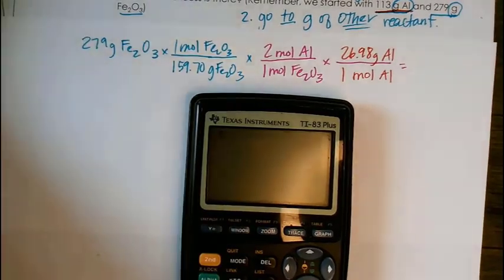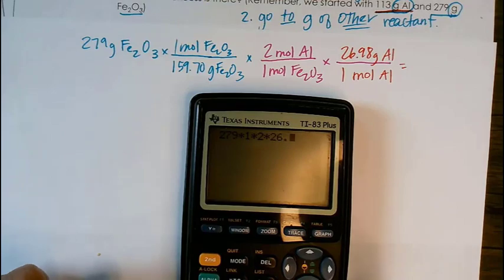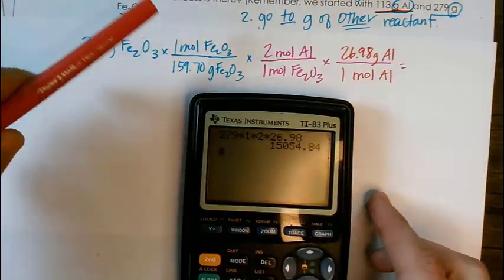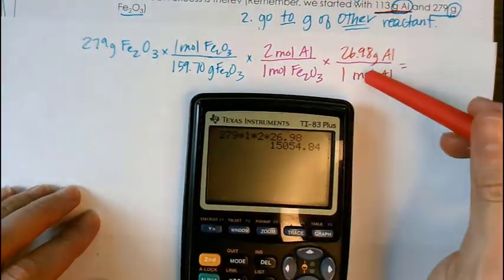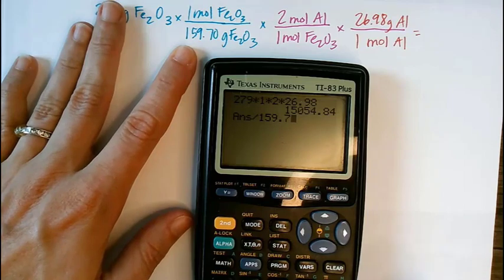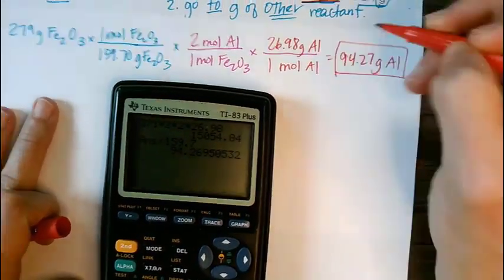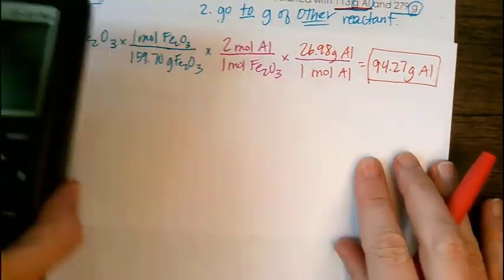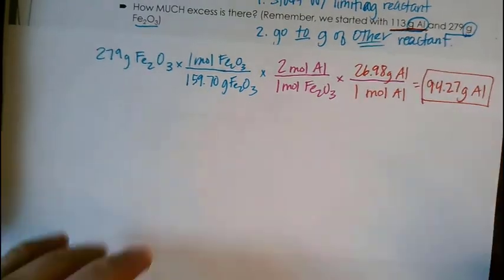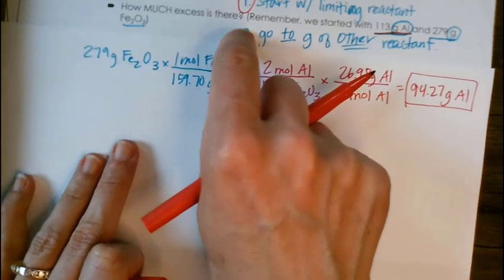So here's where you need to get your calculator out. We're going to do 279 times 1 times 2 times 26.98, and all divided by 159.70 times 1 times 1, which is 159.70. So we only need 94.27 grams of aluminum to use up all of our iron(III) oxide. We only need 94.27 grams of aluminum.